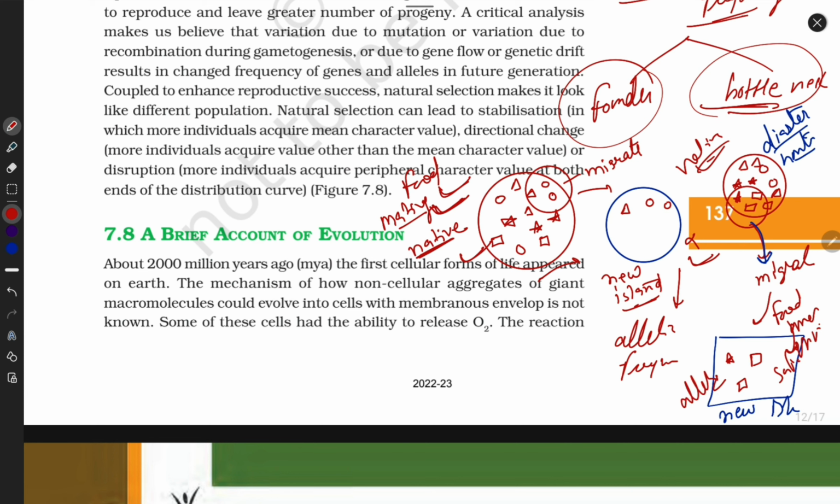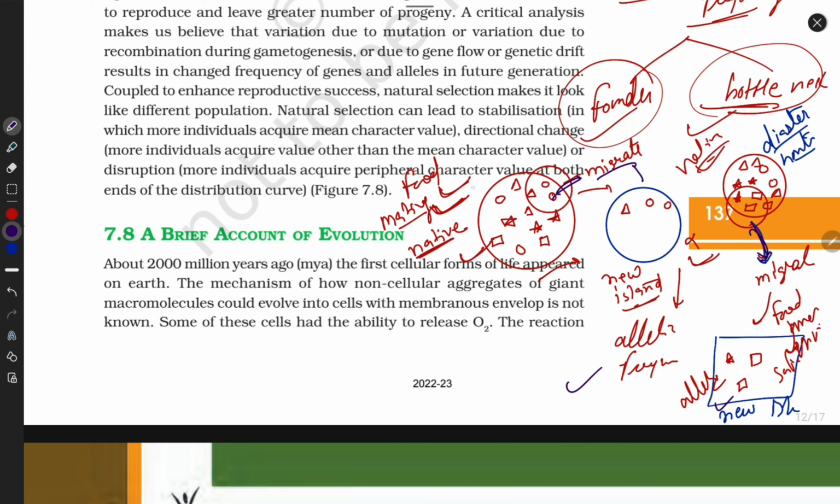Now someone asks, "Then ma'am, what is the difference between the founder effect and the bottleneck effect if in both the allelic frequency is changed?" Guys, look at it in a different manner. Here they migrate with their desire. Here also they migrate with their desire, like they want to migrate and they migrate.